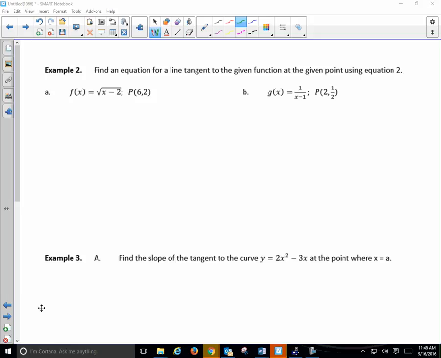I have the wrong y value here. It should not be 1/2.